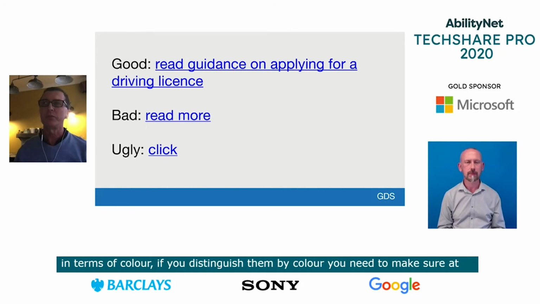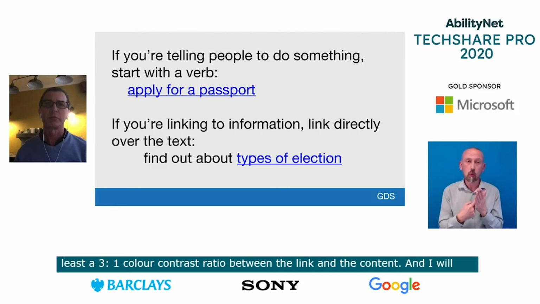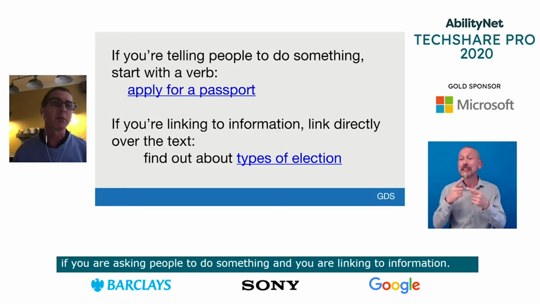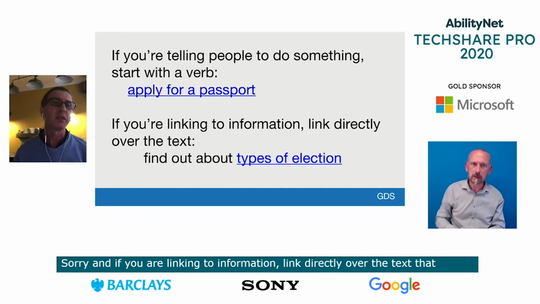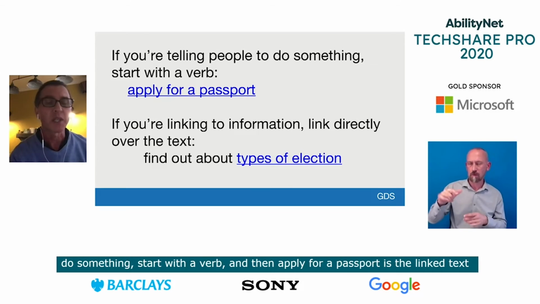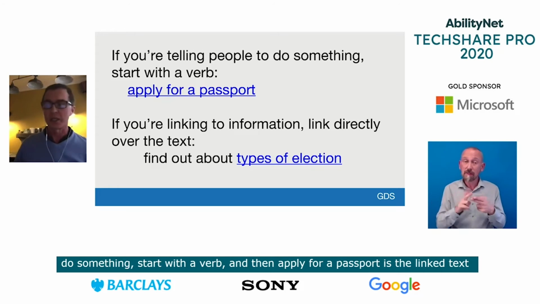As a general rule, start with a verb if you're asking people to do something and you're linking to information. And if you're linking to information, link directly over the text that describes the information. So the example here says, if you're telling people to do something, start with a verb and then apply for a password is link text. And it says if you're linking to information, link directly over the text. Find out about types of election, where types of election is the link text.